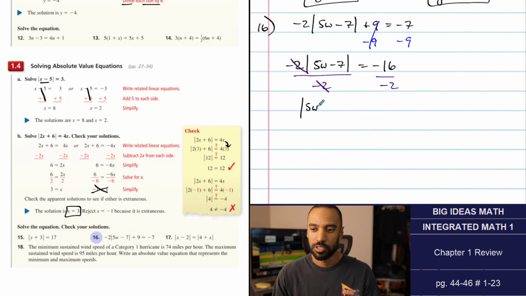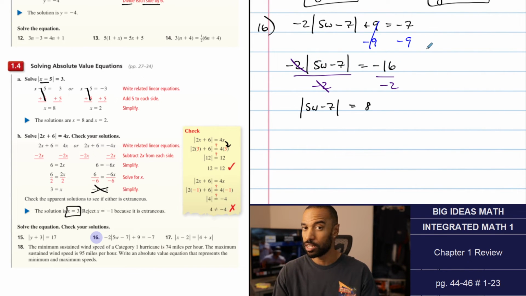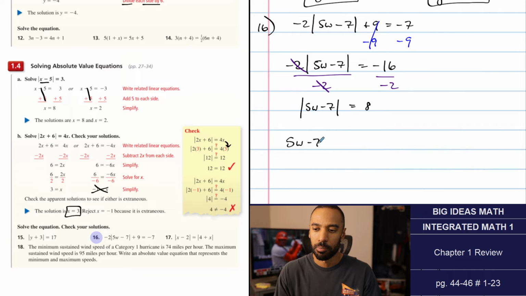Now, absolute value of 5w minus 7 equals positive 8. Previously, this showed a negative 16. If the absolute value of 5w minus 7 was negative 16, there would be no solution, because you can't take the absolute value of something and get a negative as a result. That being said, it's now positive once you divide by the negative and the absolute value is by itself. So we can set up as we did before. Either 5w minus 7 equals positive 8 or 5w minus 7 equals negative 8.